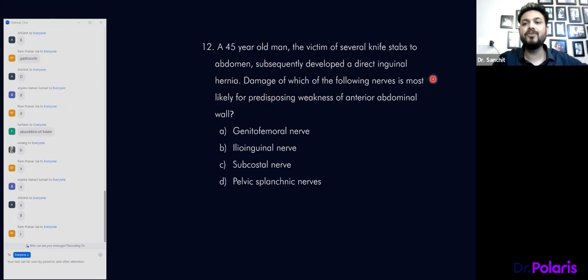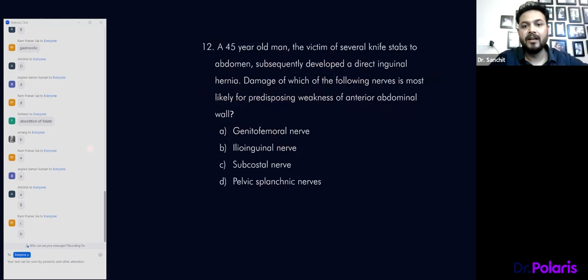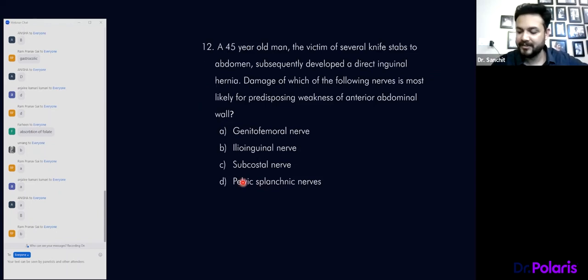Now, damage of which of the following nerves is most likely for predisposing weakness of the anterior abdominal wall? What do you think is the right answer? Gopika has tried C, subcostal. No, what have you answered? You have answered ilioinguinal. Okay, everyone for ilioinguinal. Anyone for any other answer? What do you think? Ram Pranav is also confidently saying it, everybody is saying confidently ilioinguinal nerve.